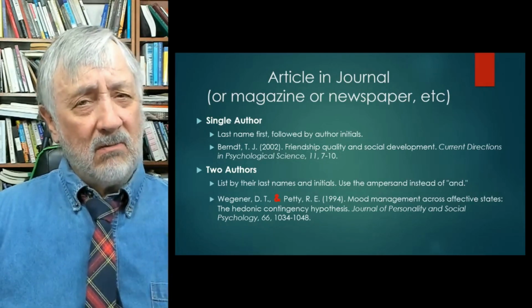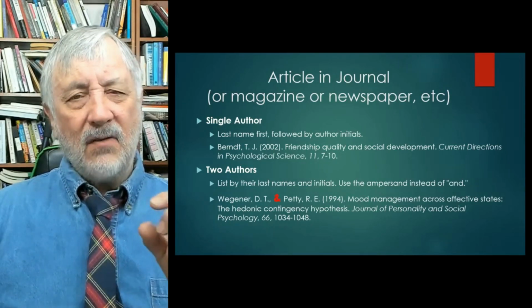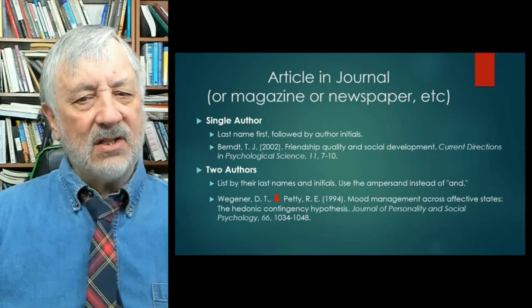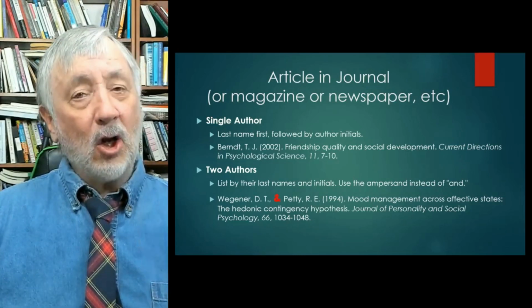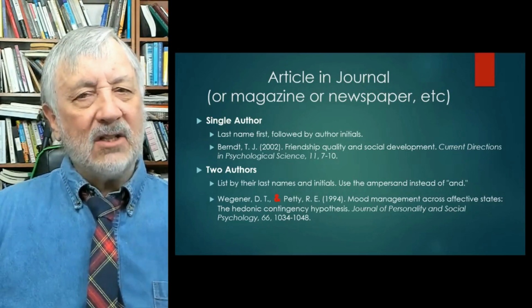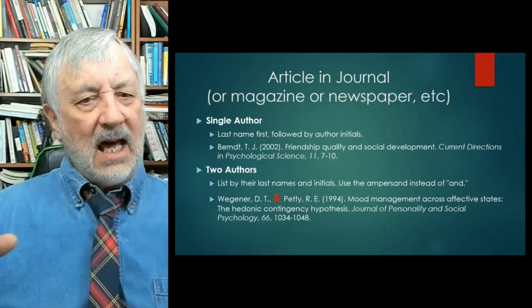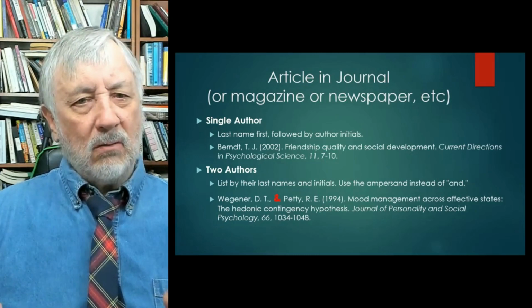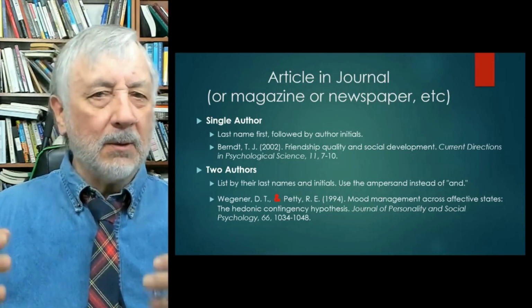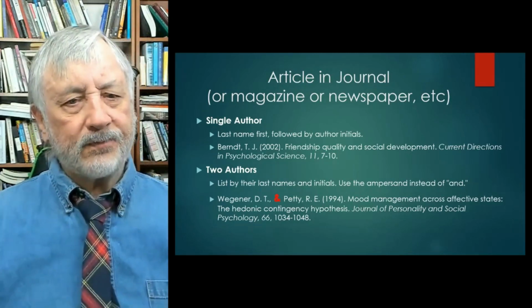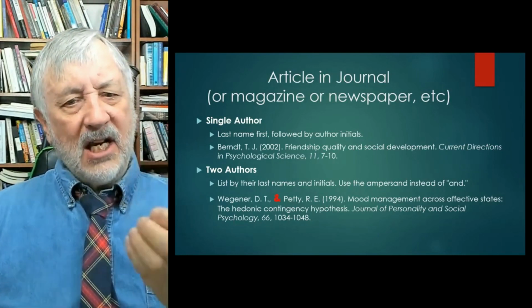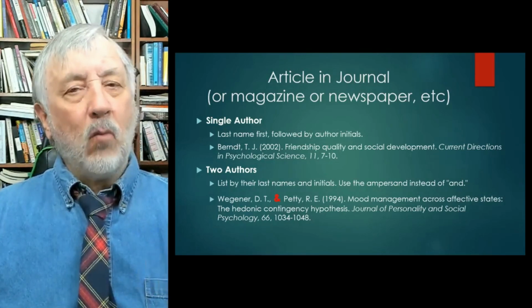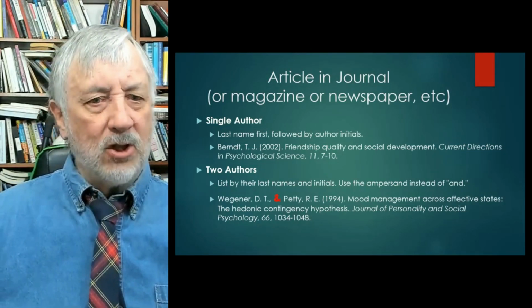No quotes, no italicization. And then the name of the journal, italicized, Current Directions in Psychological Science, 11, well, that's volume 11, page 7 to 10. Again, you want to give the pages. That's the format for the journal or a magazine or a newspaper, and so on, some sort of periodical. Again, the name of the author, the date, the name of the article, then the name of the large publication in which you have found it.